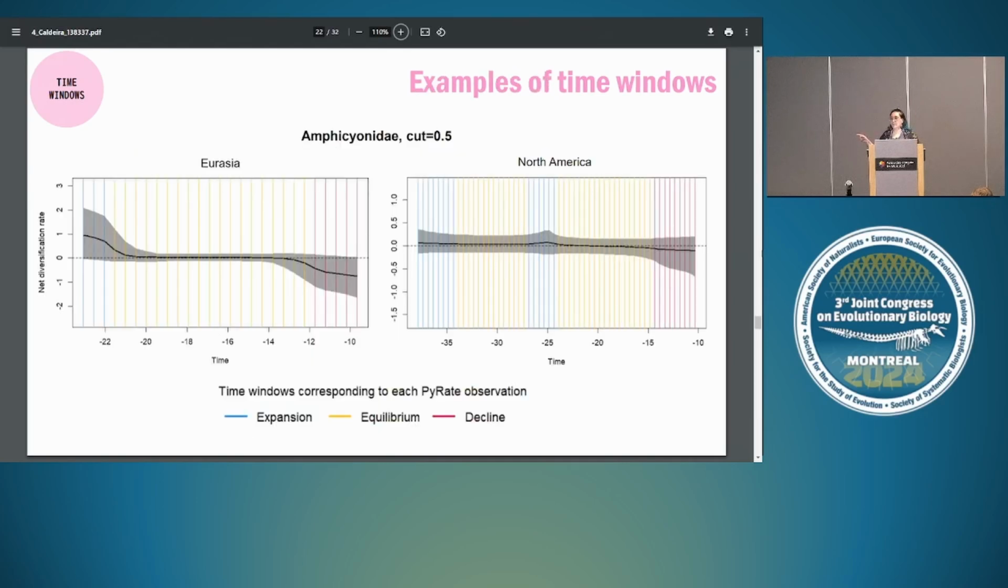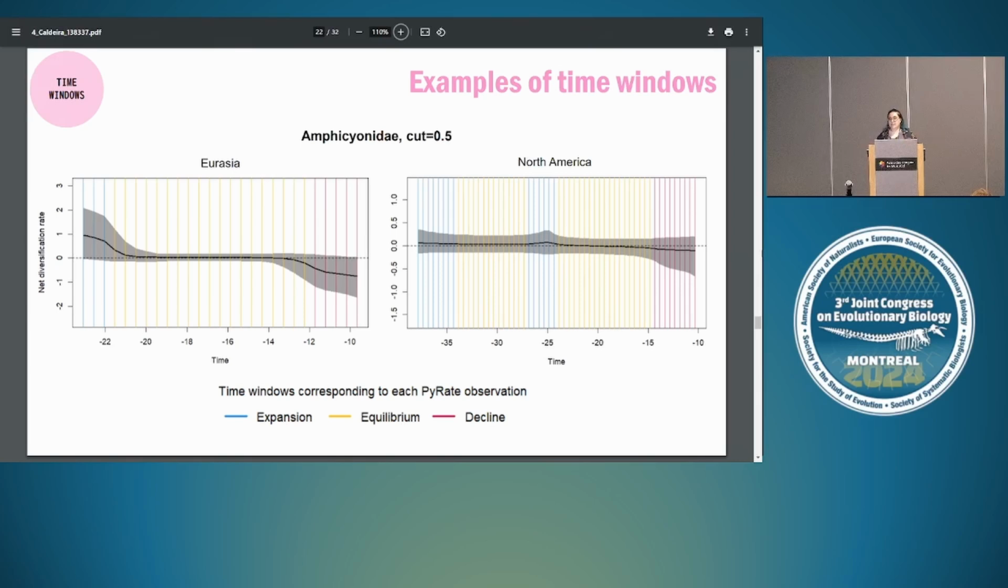This is an example of the output we have on the function so far. I'm working on making these graphs better looking, but this is what we're showing so far. Blue bars are expansion, yellow bars are equilibrium, red or pink bars are decline, and here we have two lineages, Amphisionidae in Eurasia and North America.